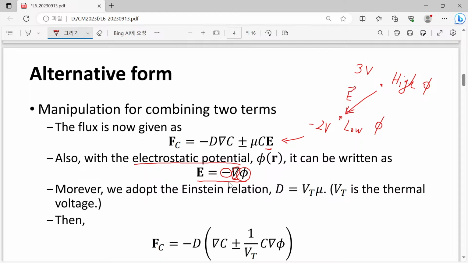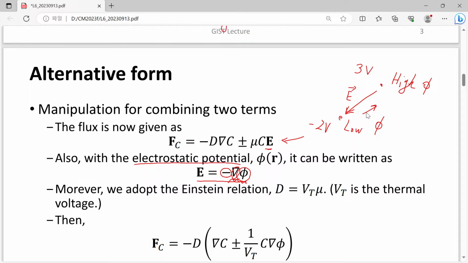When you take the gradient of phi itself, the gradient gives us the direction of maximal increase. So the direction should be this way, because following this path, you will find that your phi value increases most rapidly. So in order to match our electric field convention, we have to introduce the minus sign. So then what will happen? If we adopt this, we can simply write it in this way.